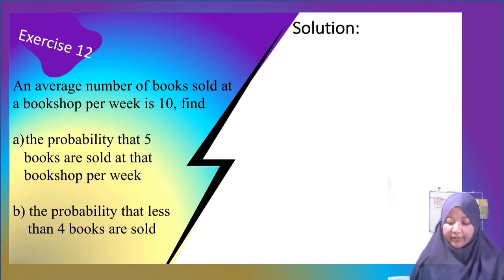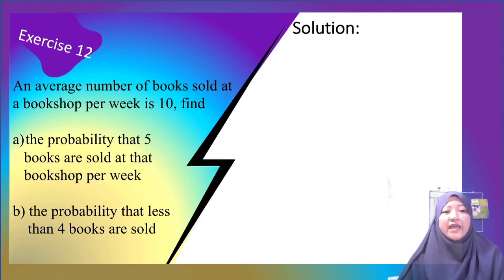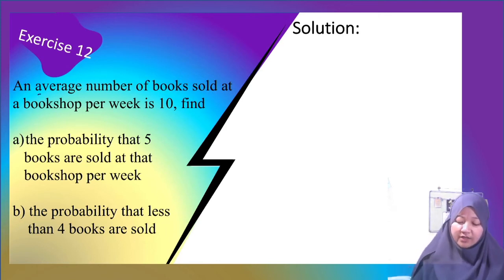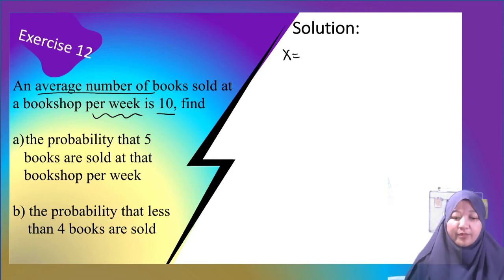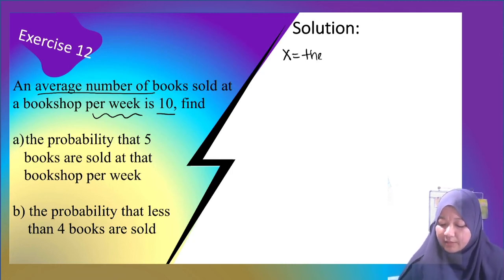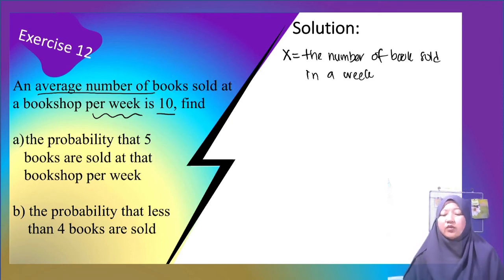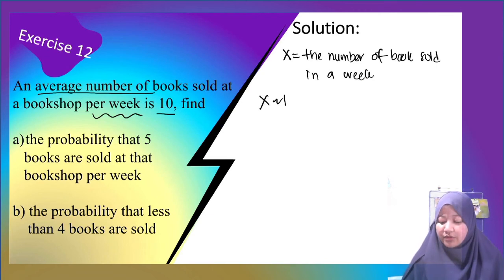Next example is exercise 12. An average number of books sold at a bookshop per week is 10. Average dia adalah 10 dalam masa 1 minggu. So interval time dia adalah per week. Ya, ingat per week. So X sebab apa? X adalah the number of book sold in a week. Then X distribute Poisson. Lambda is 10 per week. Remember, this one for per week.